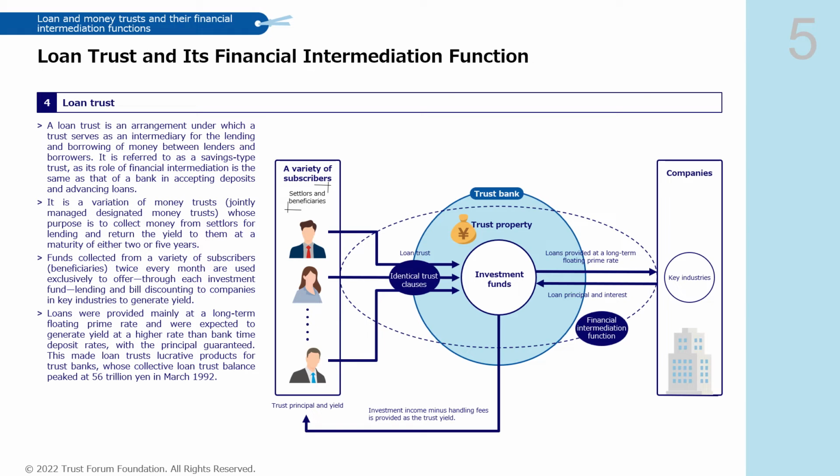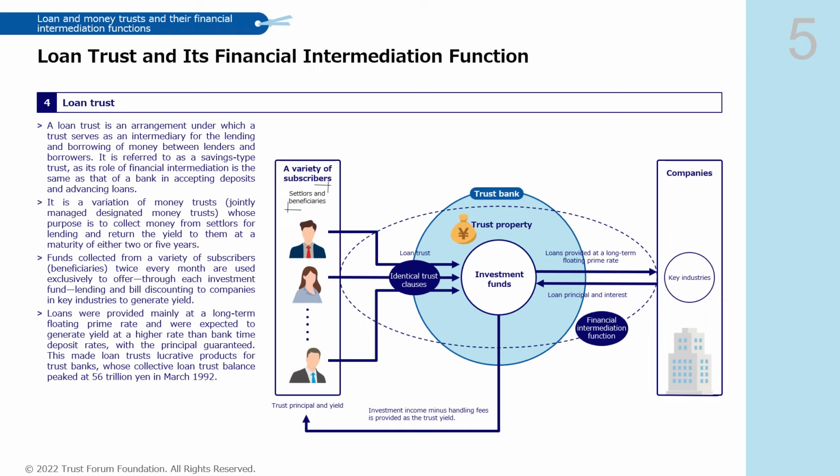Loan trusts are designed to divert collected funds directly to long-term loans offered at a long-term floating prime rate. When corporate demand for such loans dwindled, loan trusts lost their appeal as lucrative financial products. In contrast, money trusts, a variation of savings-type trusts just like loan trusts, take advantage of their greater flexibility and come in a wider variety of products. A money trust in general is officially called a joint management designated money trust.